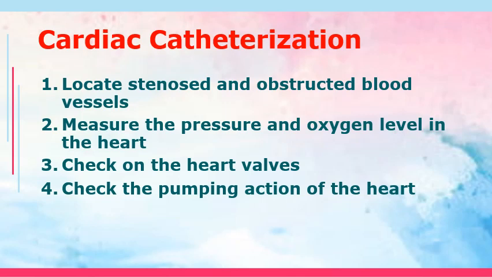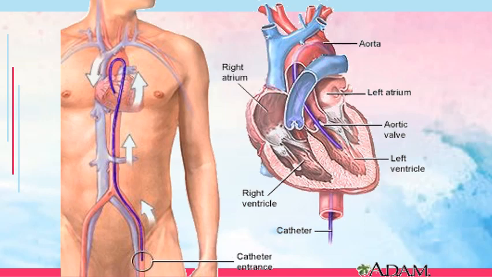Still on cardiac catheterization, it could also locate stenosis or obstructed blood vessels. It could also measure the pressure and oxygen level in the heart, check the heart valves, and check the pumping action of your heart. So, as mentioned, a catheter is inserted through your femoral artery, going towards your aorta, going towards your heart.